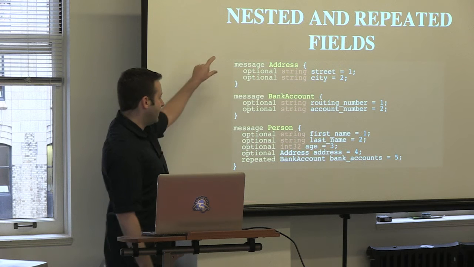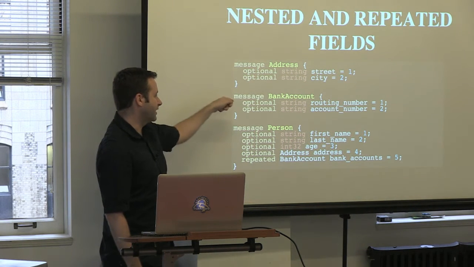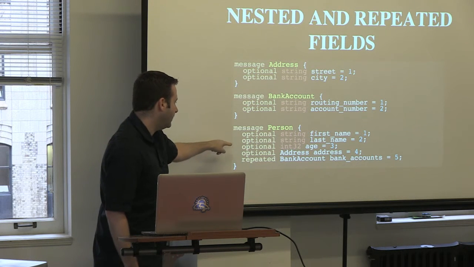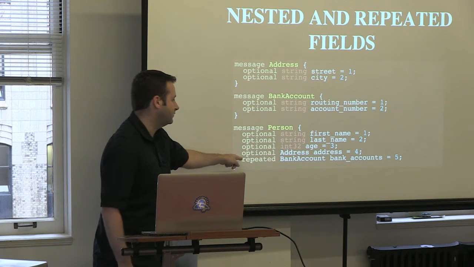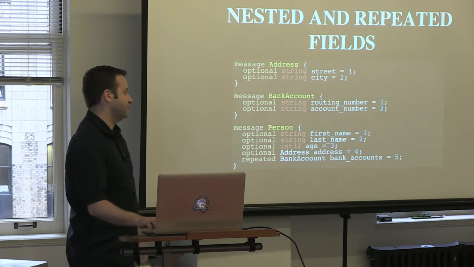So here we have an address of a person, which is just a street and a city. We have a bank account, which is a routing number and account number. And then we add to this person at the bottom the address as an optional field and a repeated bank account list. So this would be a collection of bank accounts that this person has.